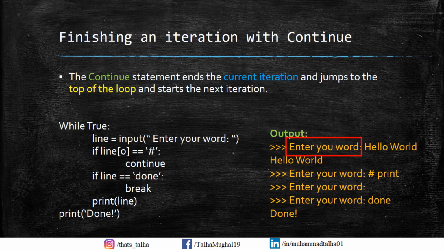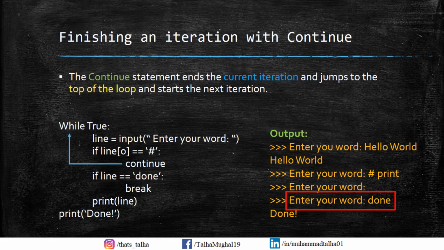In the first line, the program is actually asking us to enter your word. Here, for example, I have entered hello world, and the program has printed out the same hello world. But the second time, I have typed in hash print. Now you can notice that the first character of this string is hash. As soon as the program sees this hash, it proceeds to the continue statement. So instead of printing out my input, the program goes right back to the top of the loop. Now in the third example, I have typed in done.